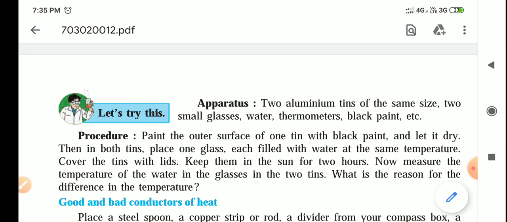Now measure the temperature of the water in the glasses in the two tins. What is the reason for the difference in temperature? You will see a difference in temperature because one tin is painted with black paint, and black paint has the property that it absorbs more heat. So the temperature of the water placed in the tin painted with black paint will be more.